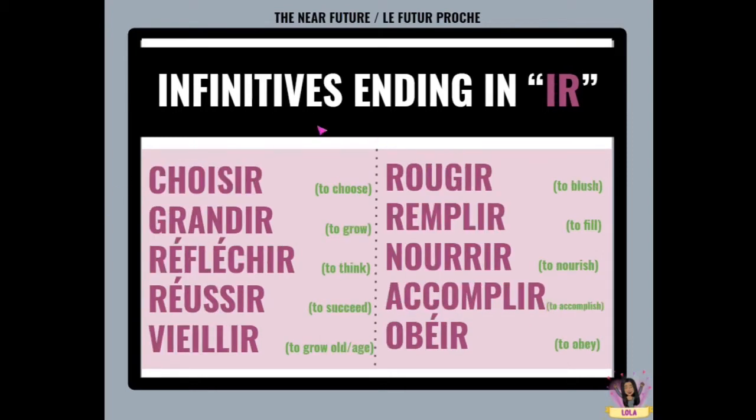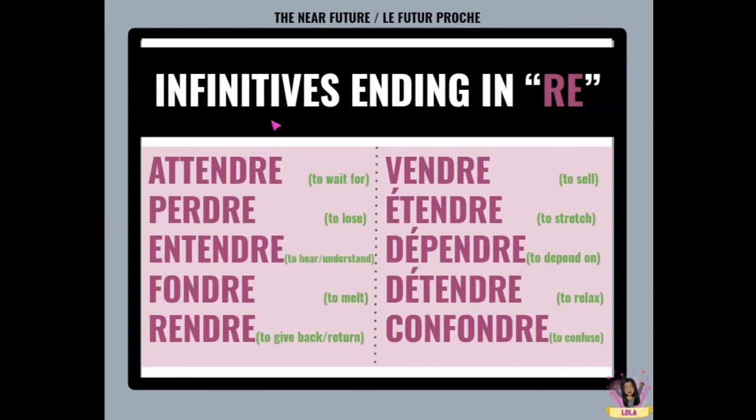Here are a couple of infinitives ending in IR. Again, these are taken from my other videos. Choisir, grandir, réfléchir, réussir, vieillir, rougir, remplir, nourrir, accomplir, and obéir. And we've got finally infinitives ending in RE, like attendre, perdre, entendre, fondre, rendre, vendre, étendre, dépendre, détendre, and confondre.